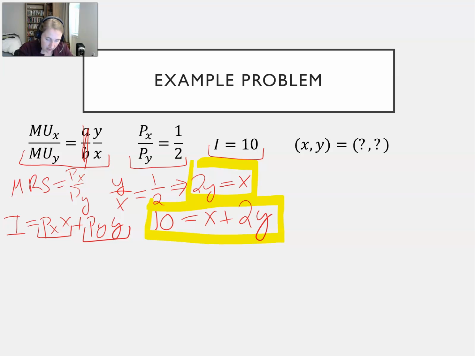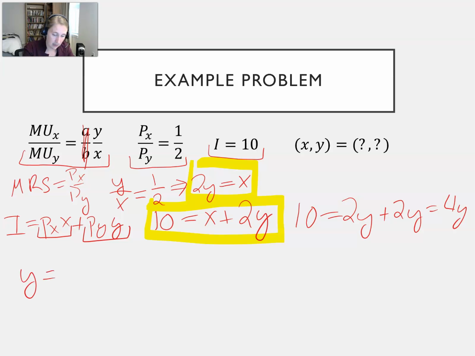Okay, so the way I'm going to solve it is I'm going to see that this x here looks awfully similar to that x there. So I'm going to plug that in. So now I have 10 equals, instead of x, I'm going to use here 2y, plus 2y, which equals 4y, which means that y is equal to 10 over 4. Simplify even further, 5 over 2.